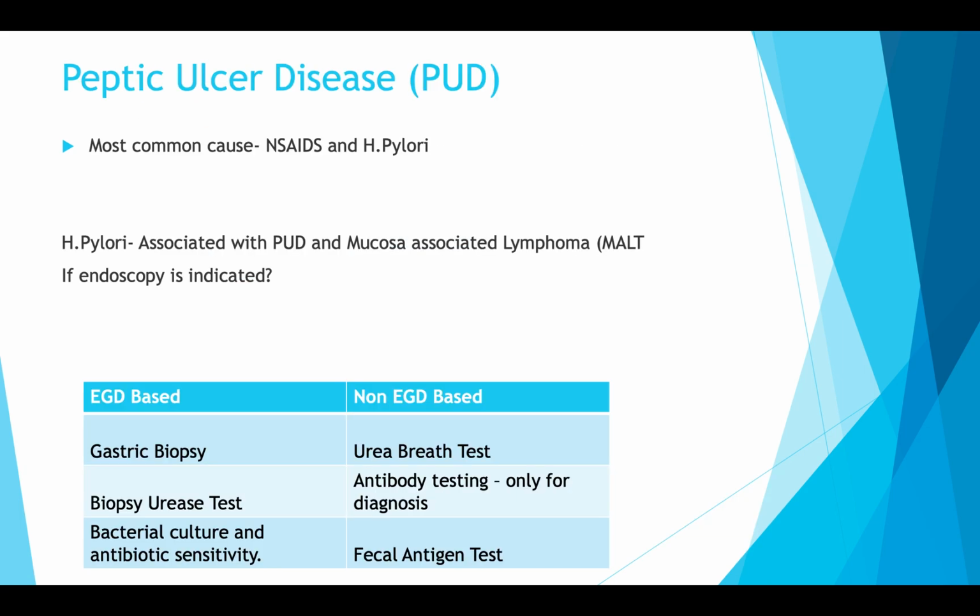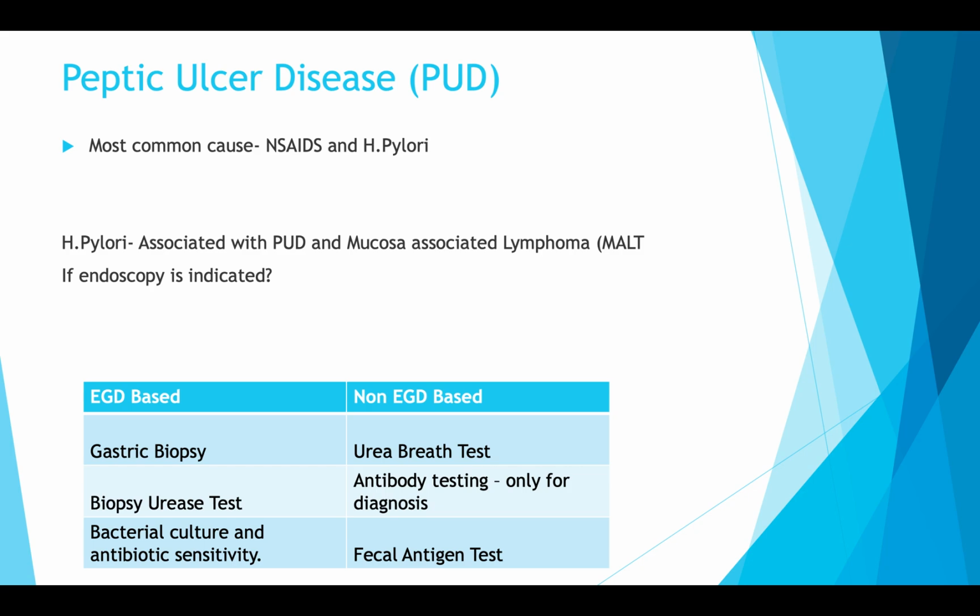Now, let's talk about PUD, or peptic ulcer disease. Most common causes are NSAIDs and H. pylori, by far. Those are the most common causes. Now, PUD is basically your gastric and duodenal ulcers. However, there's something called Zollinger-Ellison syndrome, which is increased gastrin production, and Crohn's disease. Those are the other two things that can increase the risk of PUD.